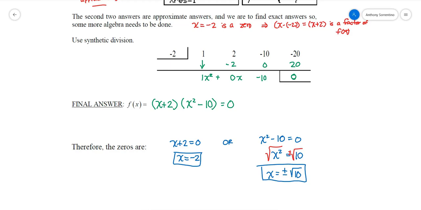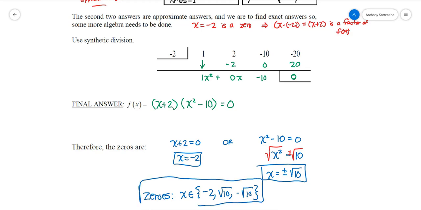So my zeros are, I could do them as a list. I could say it's -2, square root 10, and negative square root 10.